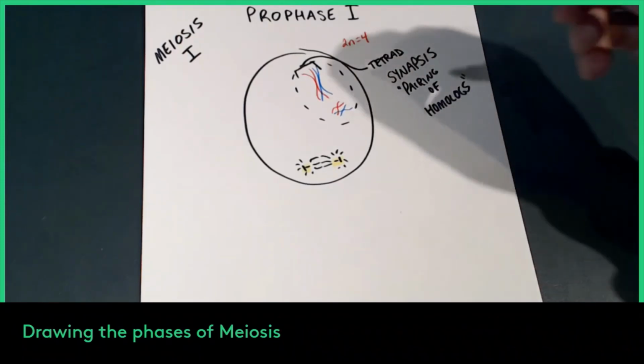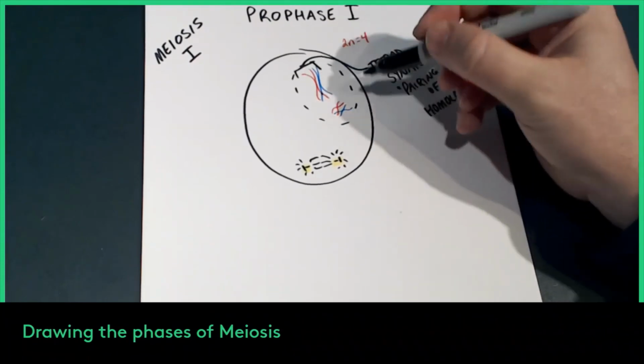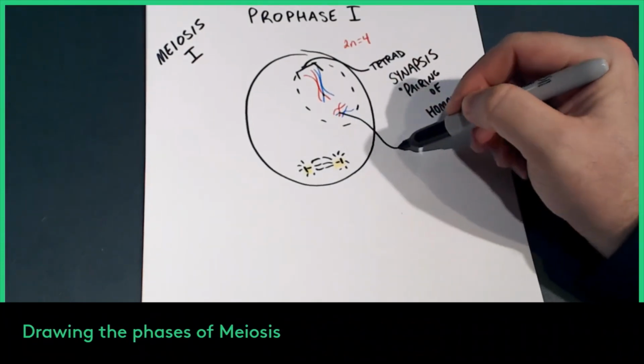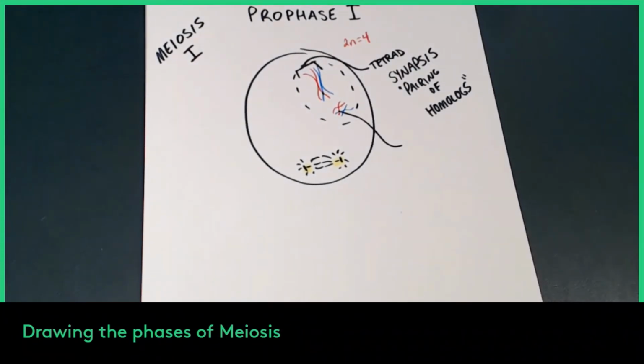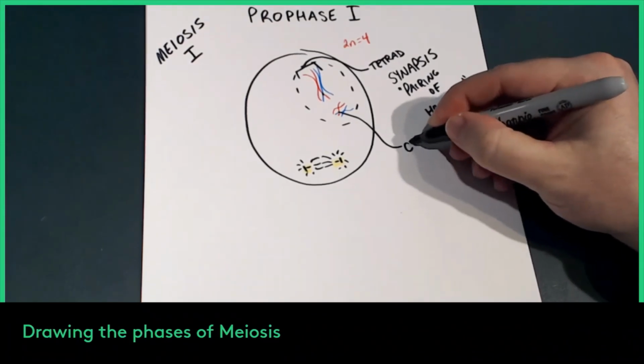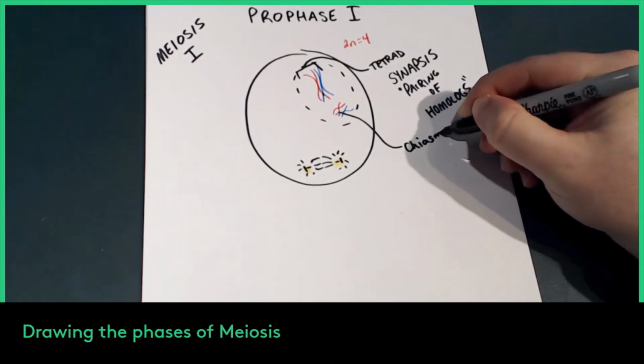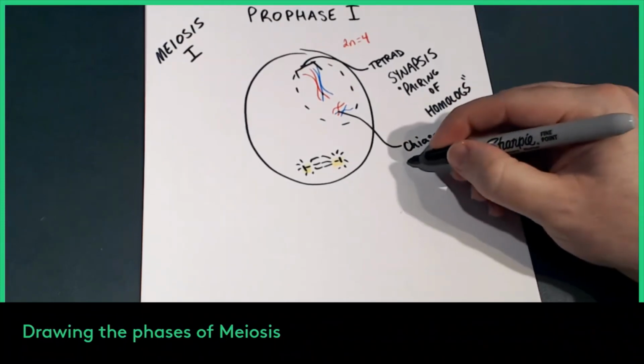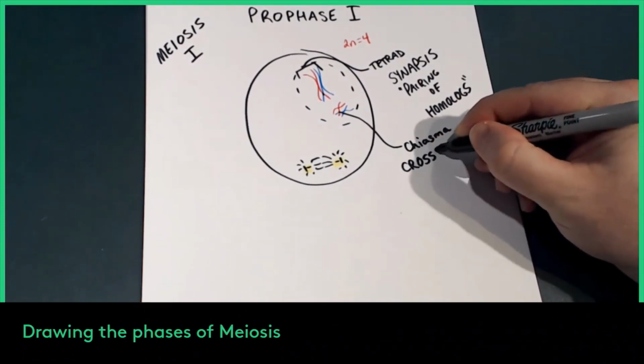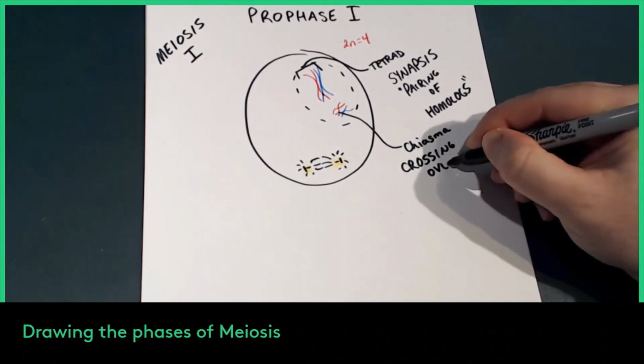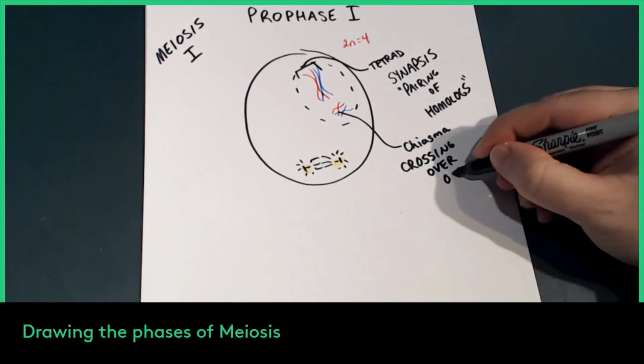Okay? So what's going on right here, this is called the chiasma, or of the cross. So this is where crossing over occurs.